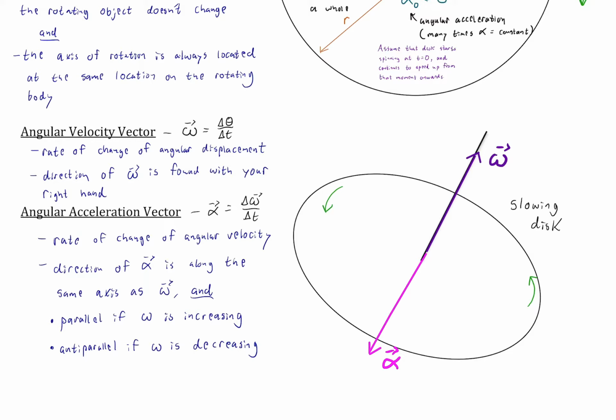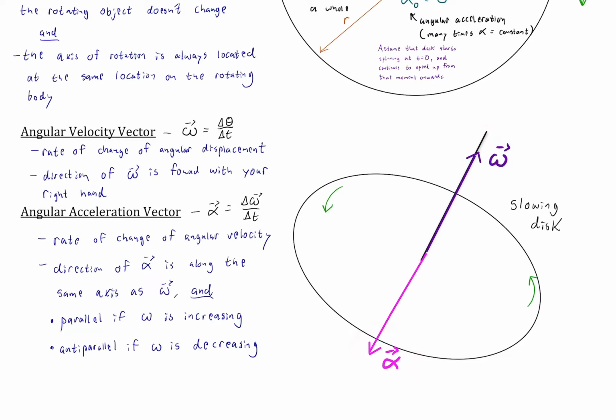For now, just curl your fingers in the direction of the green arrows. Make sure to use your right hand. When you curl your fingers in the direction of the green arrows, notice that your thumb naturally points in the direction of omega. It has to. So that tells you if the system is rotating in the counterclockwise direction, then omega must point up. On the other hand, if it was rotating in the clockwise direction, then omega would point anti-parallel to the omega shown. It would point down. All right, and look at this alpha.